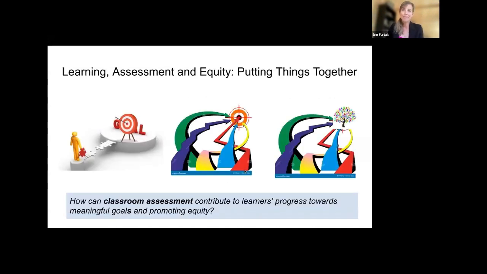So thus far, we discussed the heterogeneity in the conception of learning and also the conception of equity. There is not just one conception of learning, like science as a discipline, and there are also multiple approaches to equity. Then what is the role of classroom assessment in promoting equity? So here is a diagram.